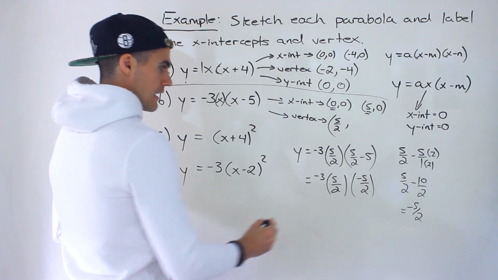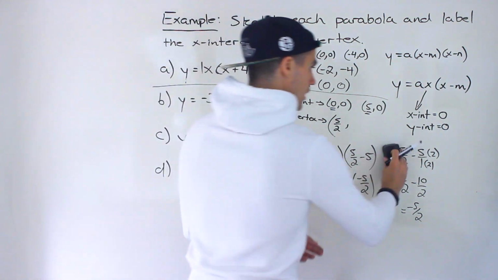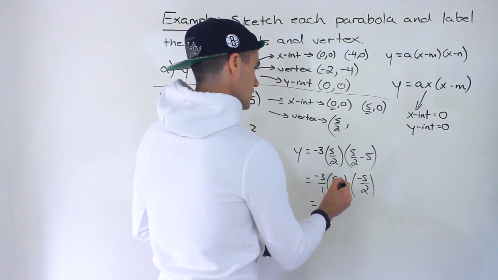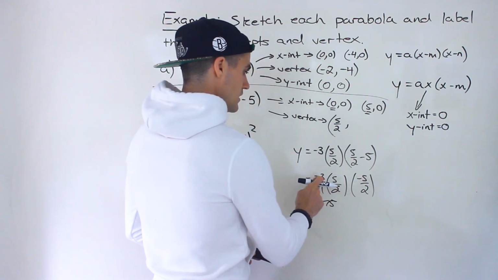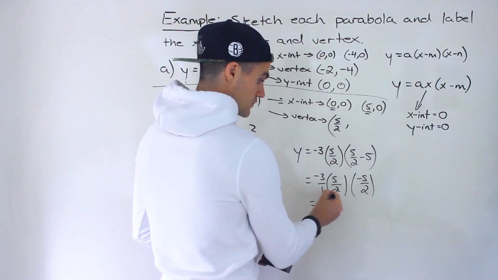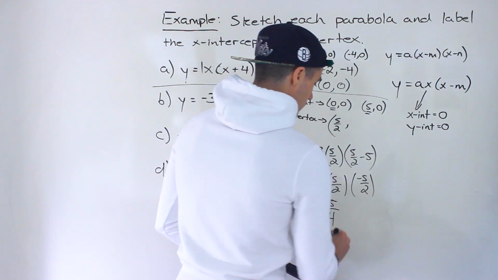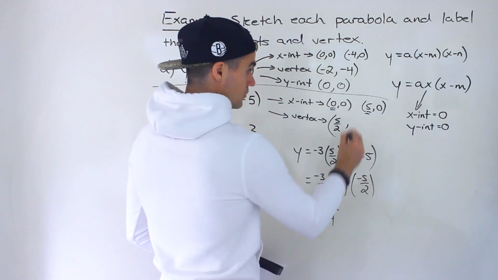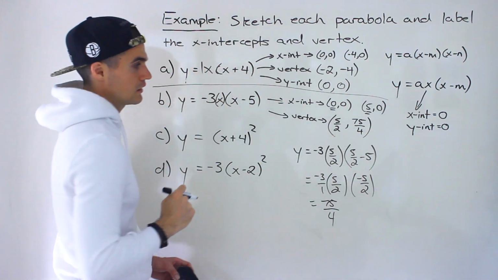-5/2 like that. And then this -3 is like over 1. We can multiply all the numerators, multiply all the denominators. So we'd get, what, 75 up top, positive 75, right? -3 times 5 is -15. -15 times -5 would give us positive 75. And then 1 times 2 times 2 would give us 4. Right, so the vertex, the y value of the vertex in this case is going to be 75/4, like that.